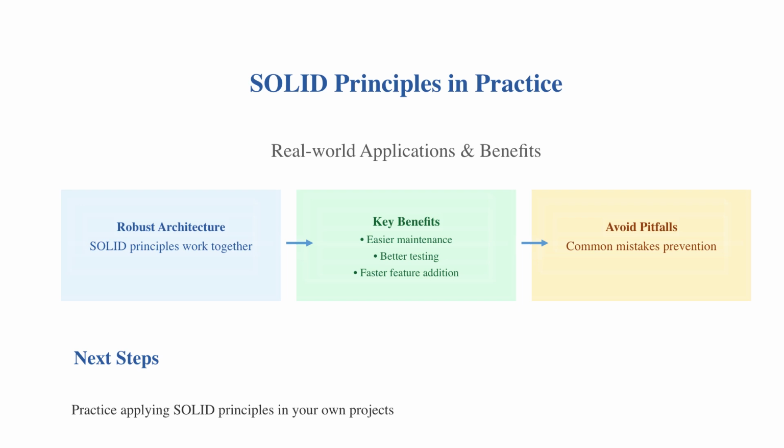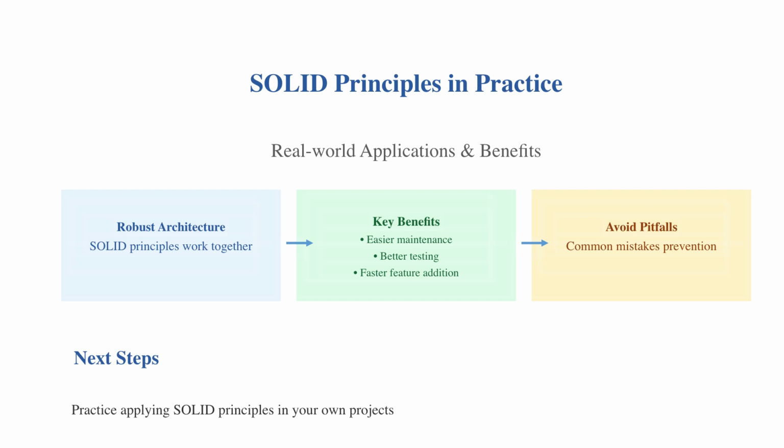When you apply SRP, your classes become focused. When you follow OCP, they become extensible. LSP ensures your abstractions are reliable, ISP keeps interfaces lean, and DIP creates flexible dependencies. The benefits we've discussed throughout this course become very tangible in practice.